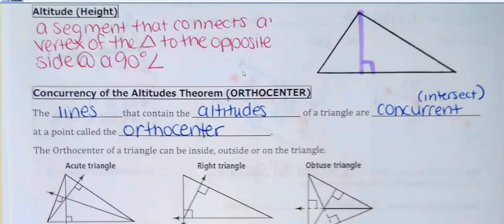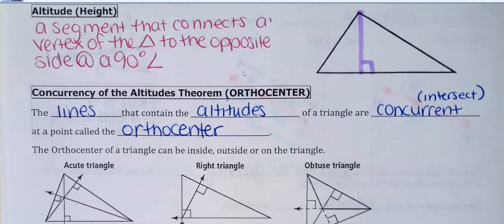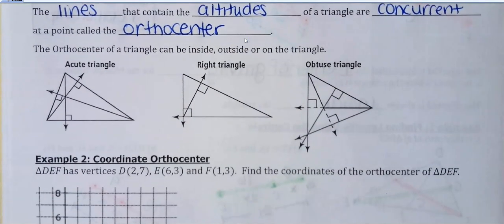There's really no special mathy thing like we had with the centroid. It's really just the fact that if you draw all three altitudes, they do intersect each other at a point, and it's called the orthocenter. Now, this is kind of like the circumcenter that we talked about previously, where the orthocenter can be inside, outside, or on the triangle. So I'm going to just show you each case here.